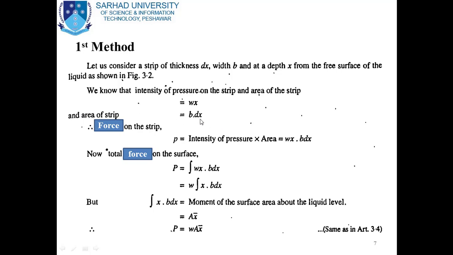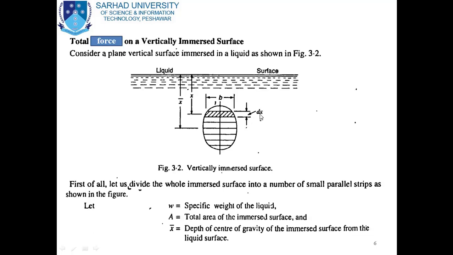Now area of the strip is equal to b into dx. Dx is the thickness of the strip and b is the width of the strip. So multiplying these two components, we will get the total area of the strip.